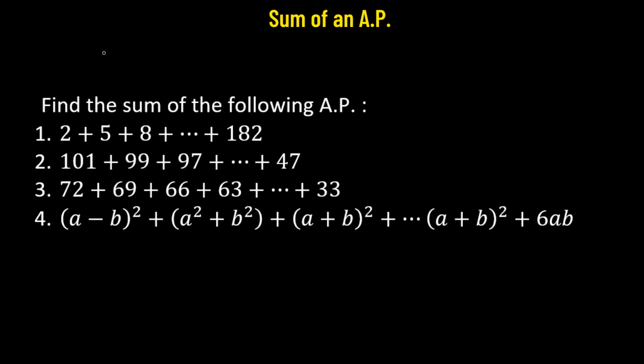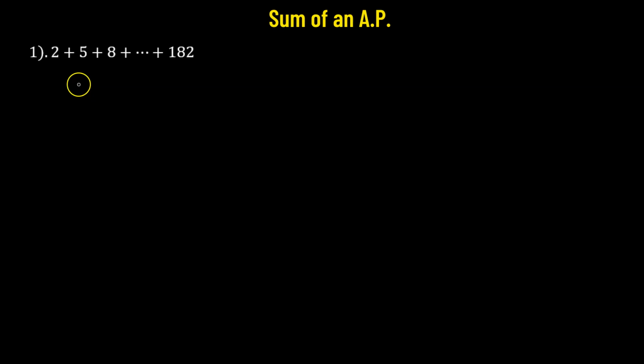So here we need to find the sum of each of the following arithmetic progressions. Let's begin with problem number 1. In order to find the sum of this particular arithmetic progression, we will use the formula. The sum of the n terms of an arithmetic progression is given by n over 2 multiplied by the first term added to the last term.